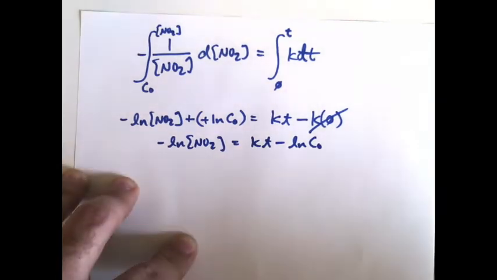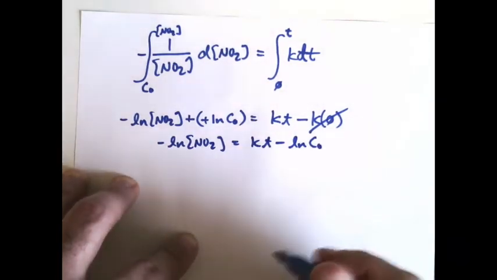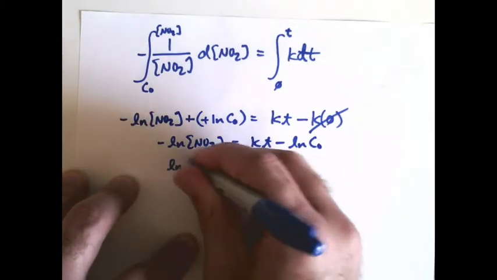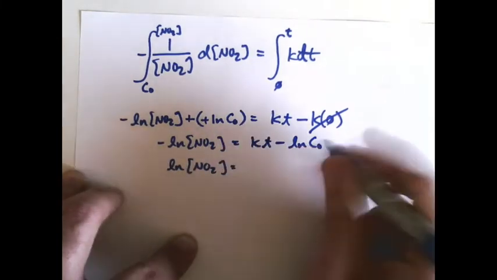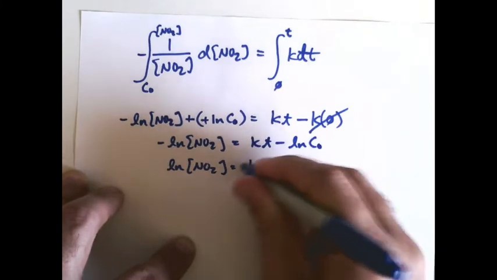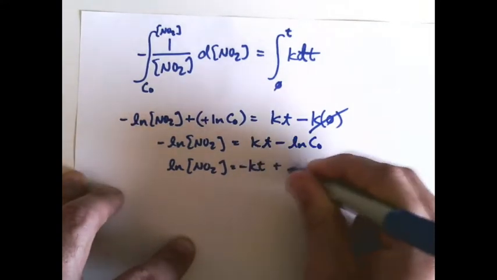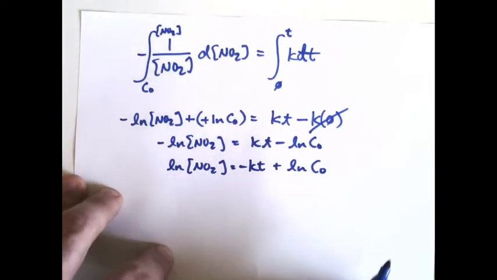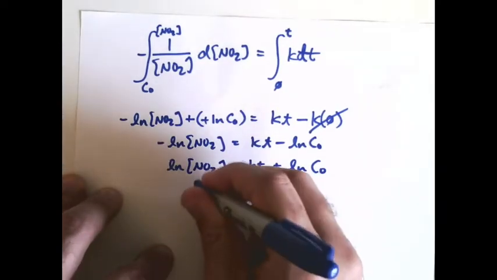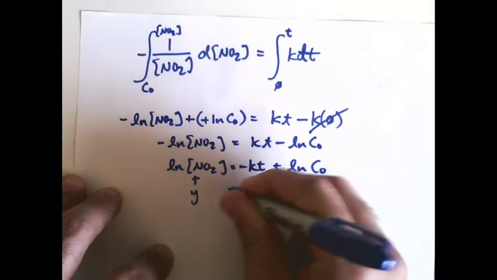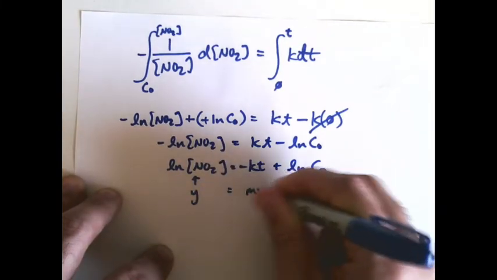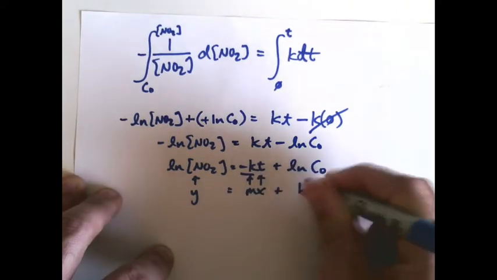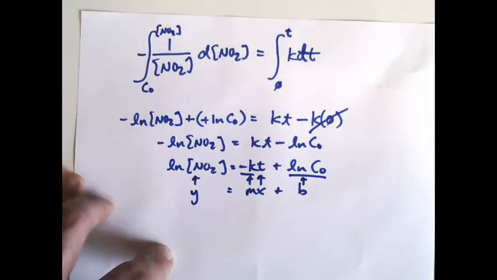From this point forward, it's all algebra. Don't worry, no more calculus. And then I'll just flip the signs on both sides, multiply by -1. And that's going to now give me negative KT plus ln of C naught. And most crucially, what I want you to notice at this juncture is that you're now looking at essentially a y equals mx plus b kind of equation.